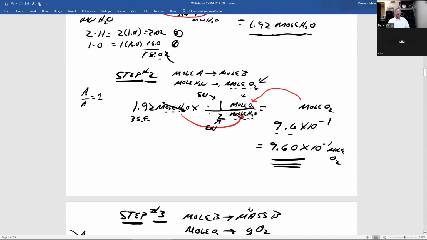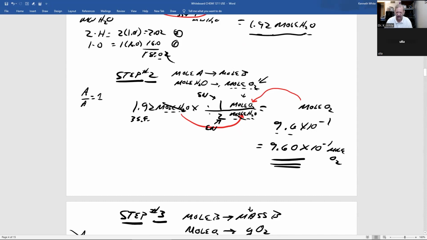So in step 2, we just calculated moles of A, which is water, and we want to get to, let me fix that, oxygen. That's better. Moles of water to moles of oxygen. Here's the moles of water, here's the moles of oxygen we want our final answer to be. We use our good friend, unit analysis. Whatever we're trying to get to goes on top of the ratio. Whatever we want to get rid of goes underneath.